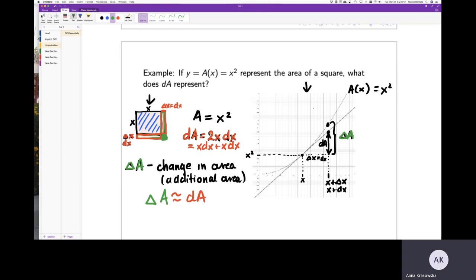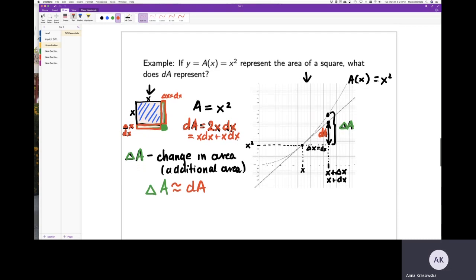Okay, so if we see a function, delta A and dA are the lengths on the graph. If you see an actual square, dx is that additional length. Delta A is the total change in area. dA is an approximation, very close to delta A, and we can compute differentials. dA is the derivative of A times dx.